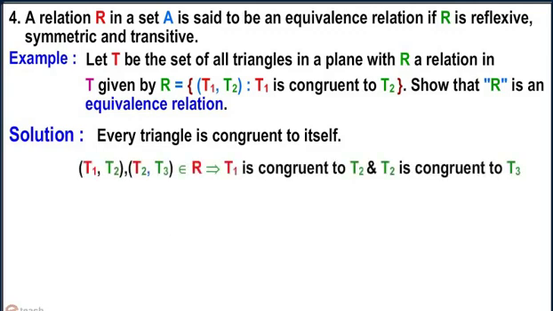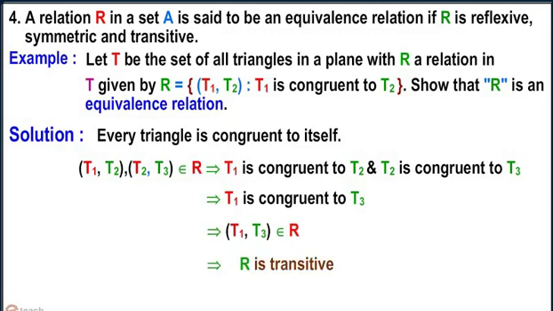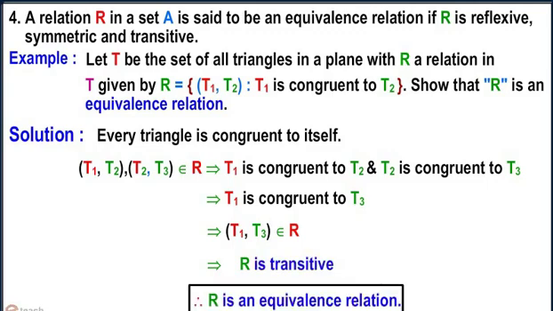Now, (T1, T2) and (T2, T3) belong to R. This implies T1 is congruent to T2 and T2 is congruent to T3. So, we can say that T1 is congruent to T3. This implies (T1, T3) belongs to R. This implies R is a transitive relation. Therefore, R is an equivalence relation.